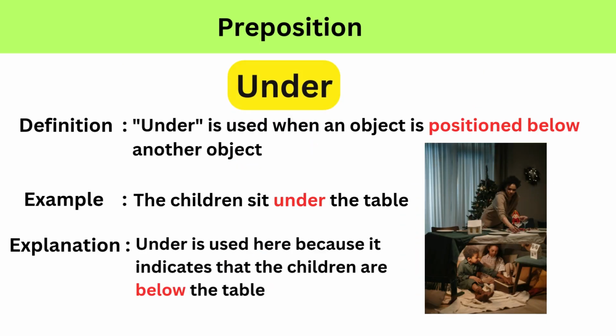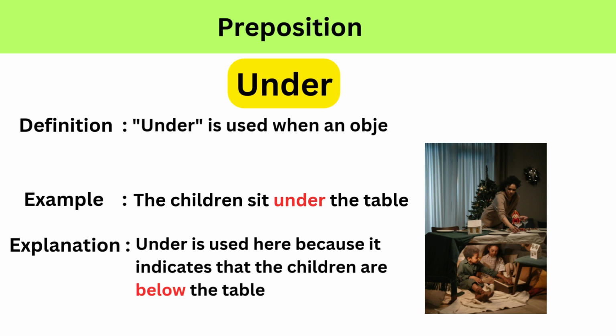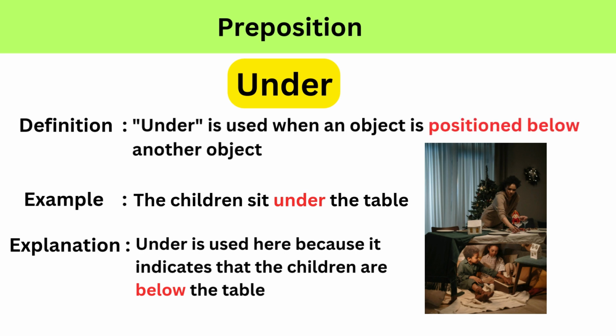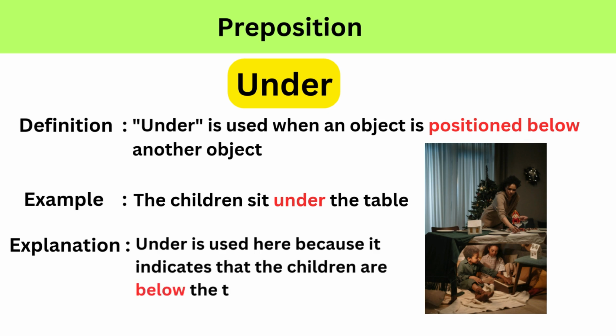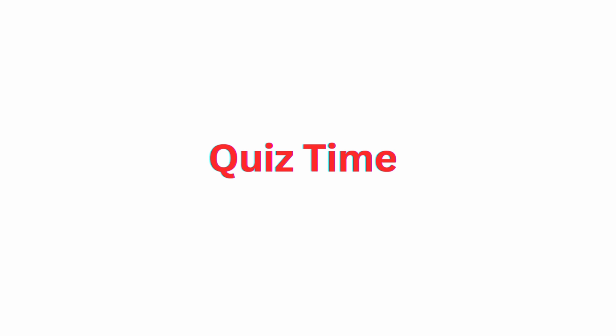Next preposition is under. Under is used when an object is positioned below another object. Here, the hint is positioned below. For example, the children sit under the table. Here we use under because, as seen in the image, it indicates that the children are below the table, so we use under here. Next, we are going to look at some quiz questions.